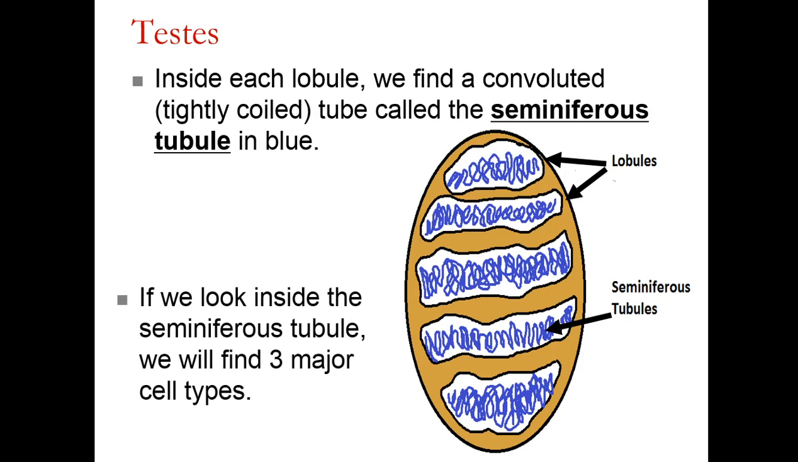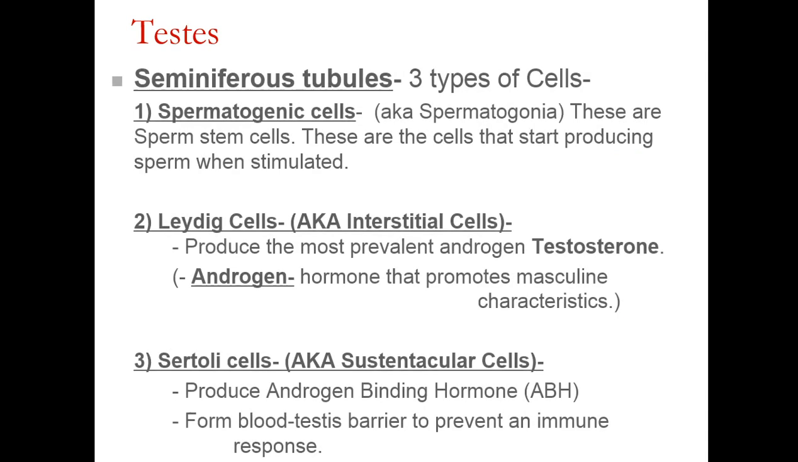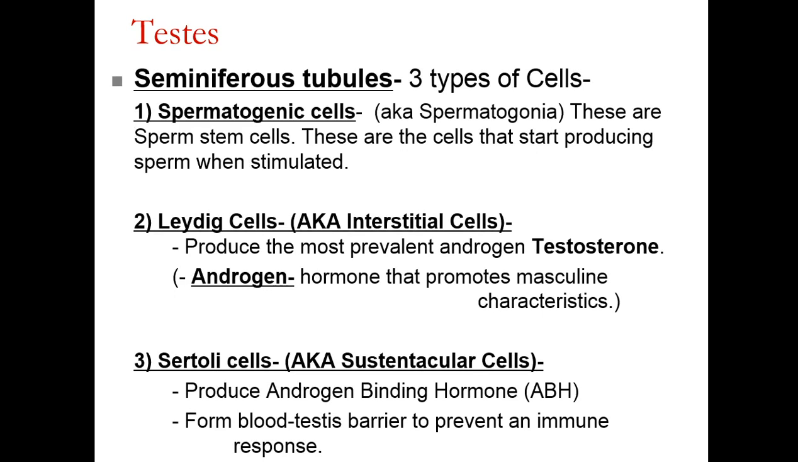Alright, so inside each of these lobules, we find a convoluted or tightly coiled tube we refer to as the seminiferous tubule. If we look inside the seminiferous tubule, we've got three different major cell types to be familiar with. So we're going inside of the seminiferous tubule to talk about these three types of cells.